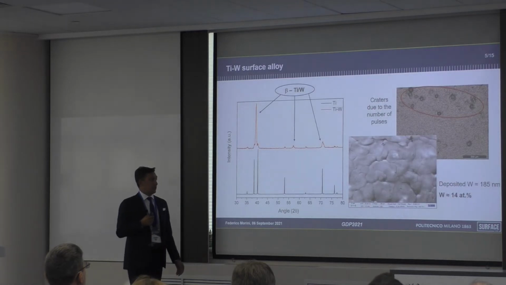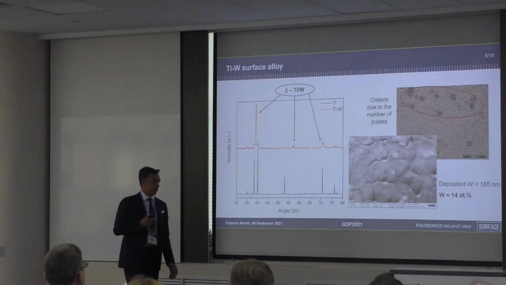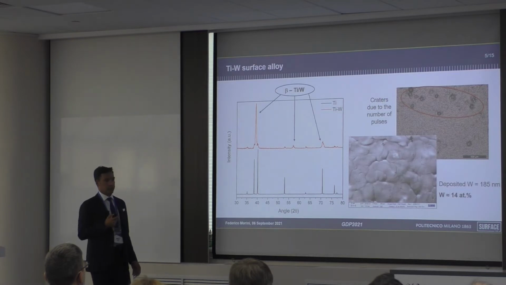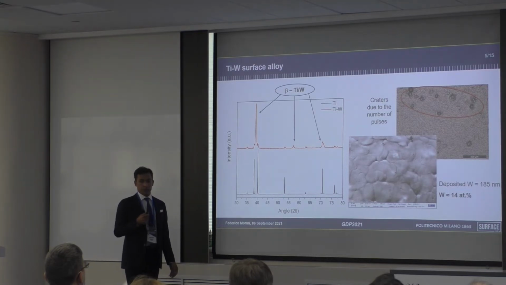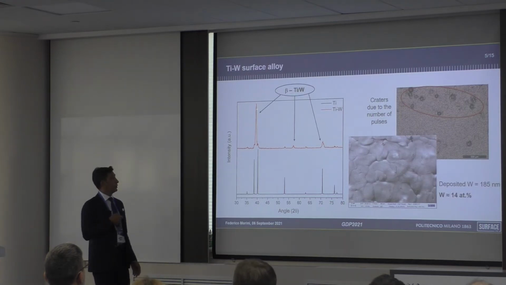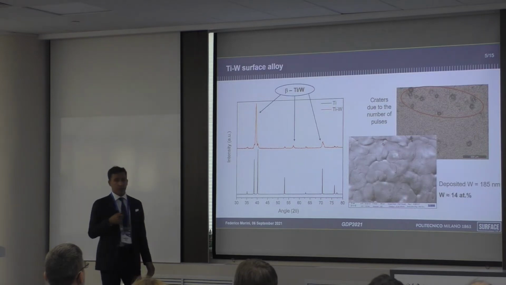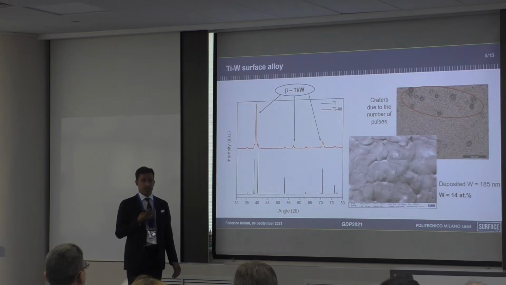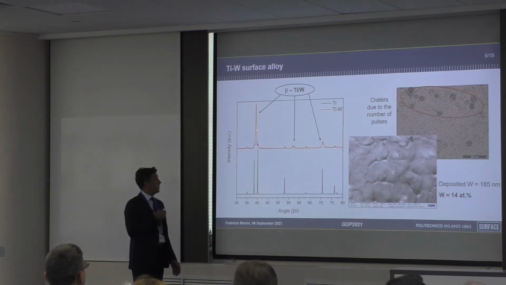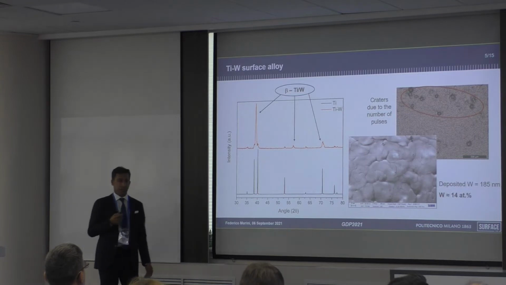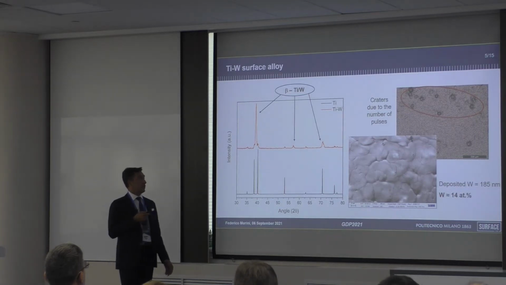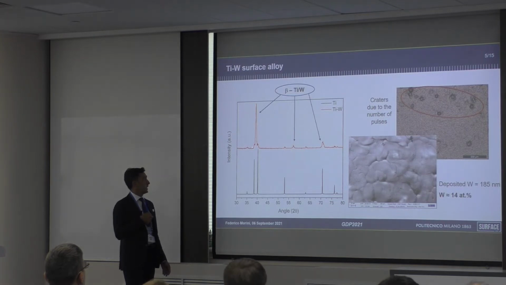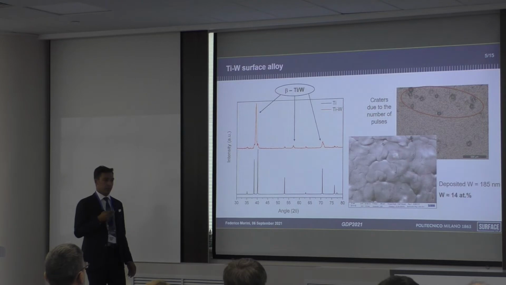From the results, we immediately noticed that our materials show characteristic features of surface alloys. In particular, from X-ray diffraction it was possible to notice the formation of a BCC structure that is typical of titanium-tungsten alloys, and in particular we formed a beta titanium-tungsten surface alloy. We also noticed that this is a surface alloy because there is the presence of some peaks of the bulk titanium, HCP.